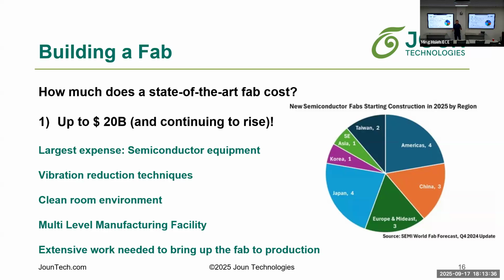You have a clean room environment that I talked about, and a multi-level manufacturing facility. Typically, it's going to be 3 levels, and the level up top will be for things like HVAC and all that stuff. The fab portion will be in the middle level, and then underneath you'll have chemicals and other things that need to be supplied into the process.